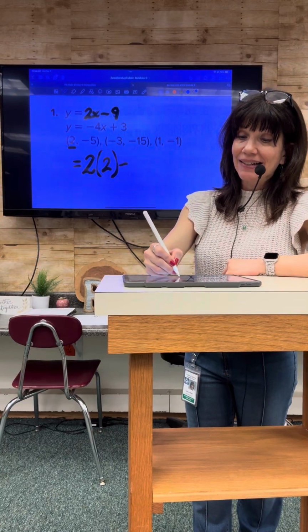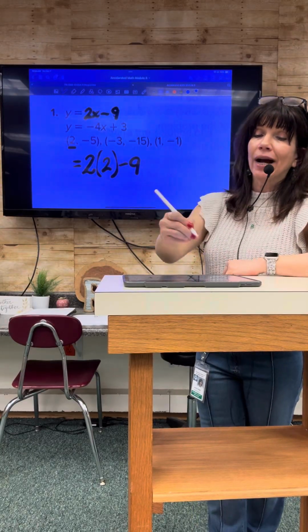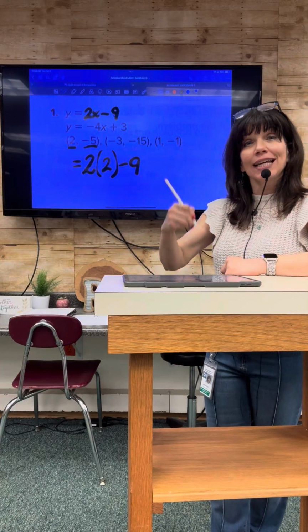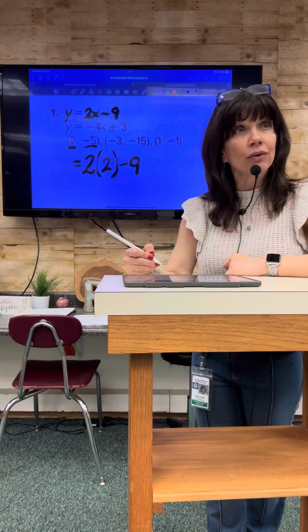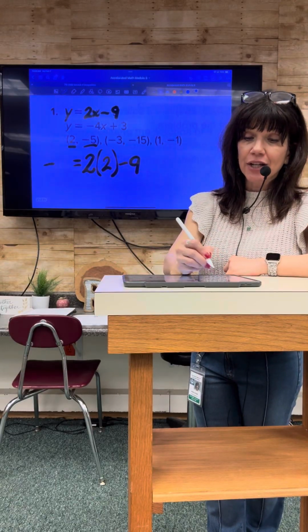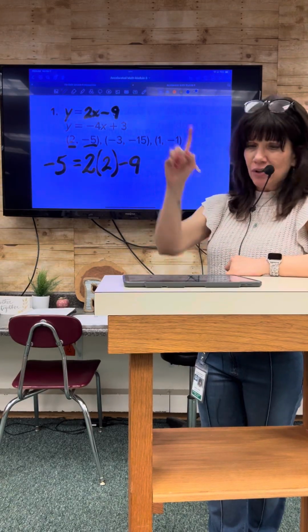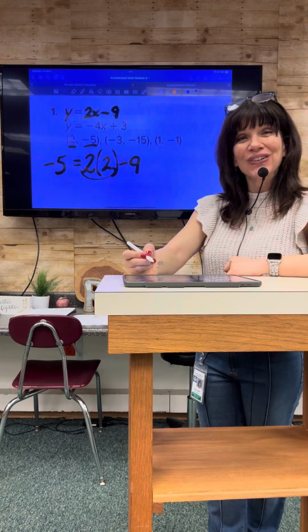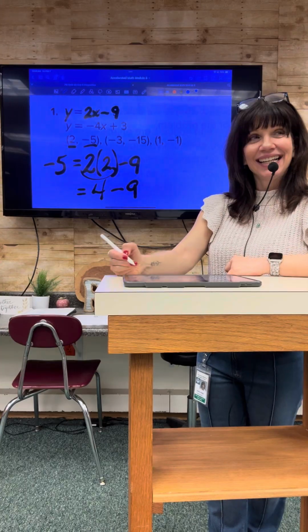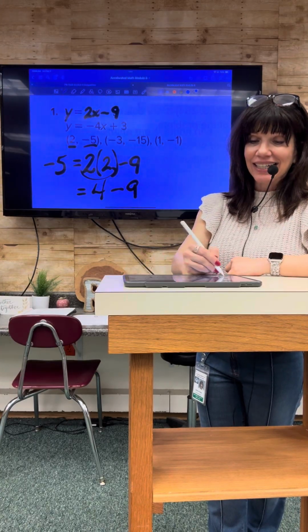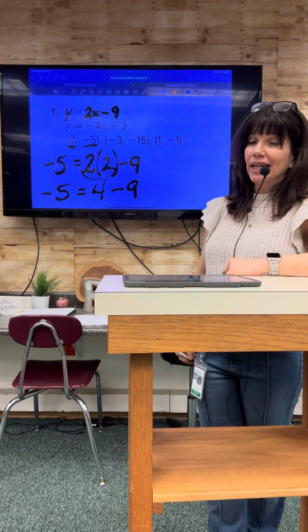-9. Excellent. And what will I write in place of y before the equal sign? In place of y, I want an amount. -5. Thank you, guys. Now let's math. You got this. What is 2 times 2? 4. Take away 9. -5. Exactly. You would land on -5.